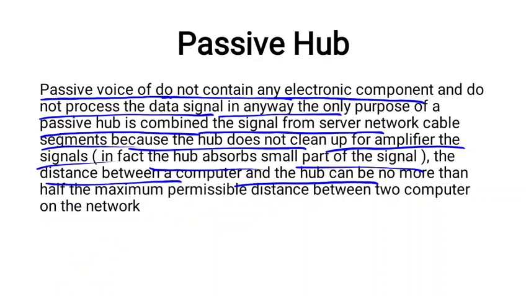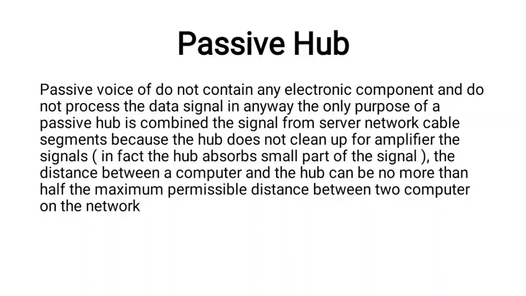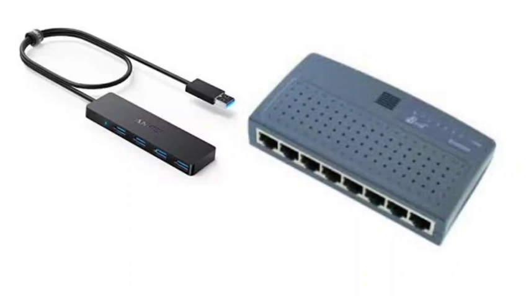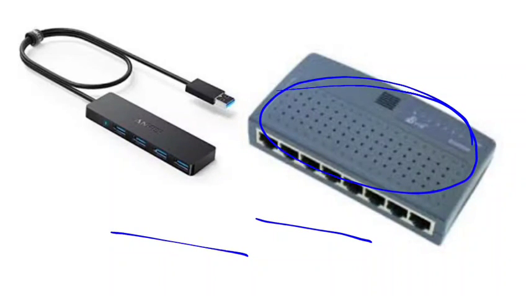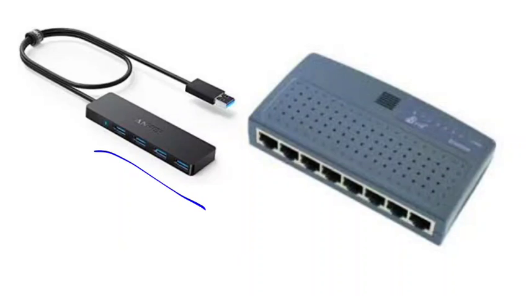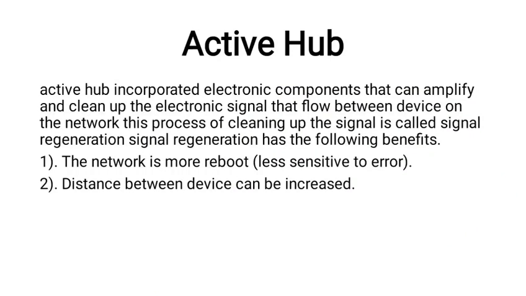Now next I am talking about another type of hub. This is an image of a passive hub which never uses any type of amplification. You can directly use it; it provides multiple connecting points, and with the help of those multiple points you can connect multiple devices, but it will never amplify. Now next we are talking about an active hub.